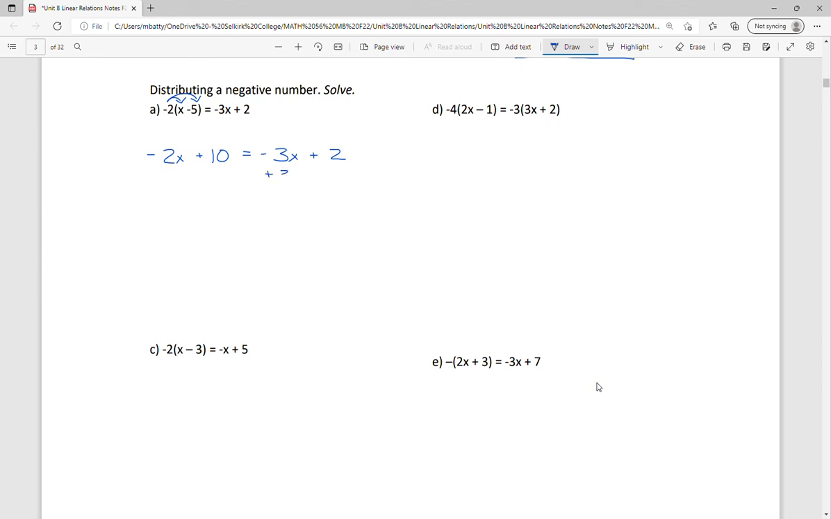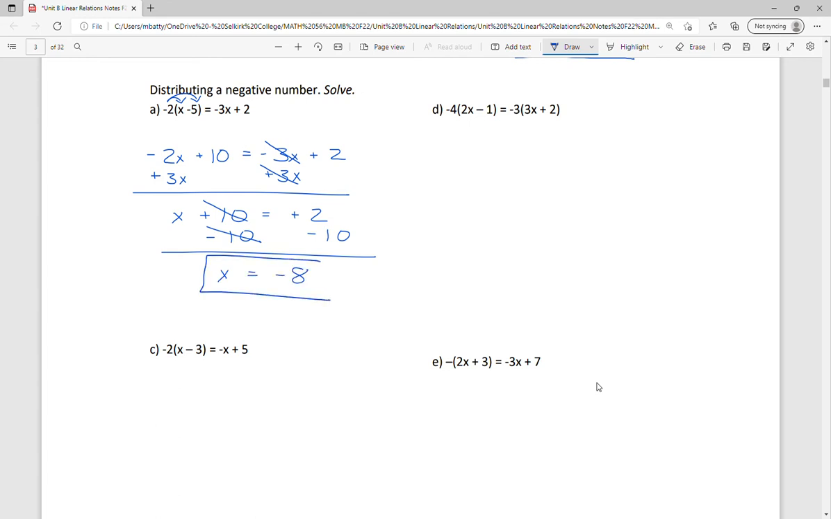I'm always going to pick on the x terms first. I'm going to add 3x on both sides because that's what gets rid of it over here. Negative 2x plus 3x gives me a positive 1x. I'm copying everything else as I go. And now I have to subtract 10 from both sides. I want the x all by itself. So get rid of the 10 over there by doing the opposite. You might have learned it that way. I get that x equals a negative 8.